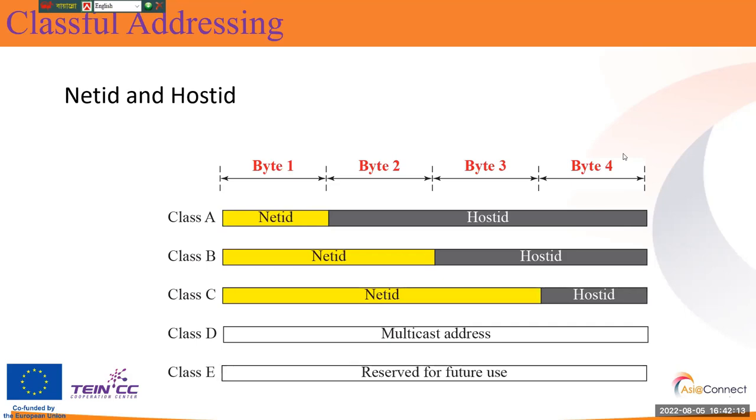Okay, so for IP addresses there are three kinds of addresses: unicast, multicast, and broadcast. We will discuss special addresses in a special class. Okay, so now we are discussing class A, B, C.